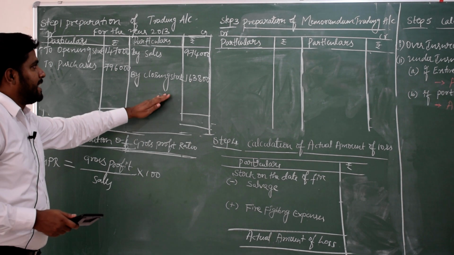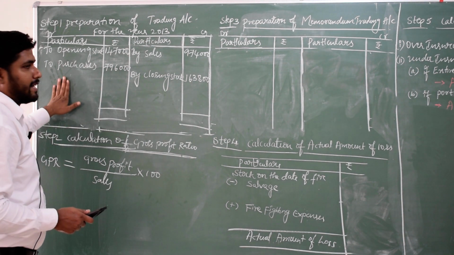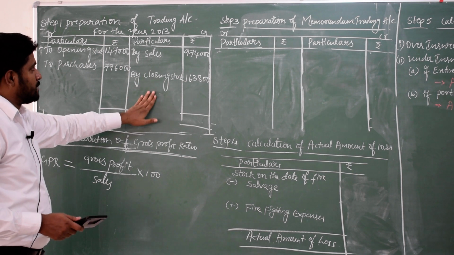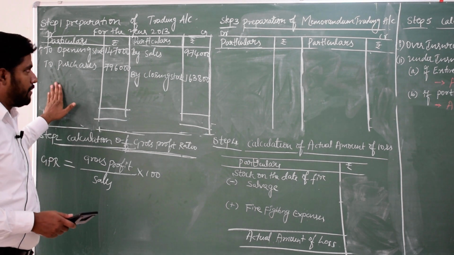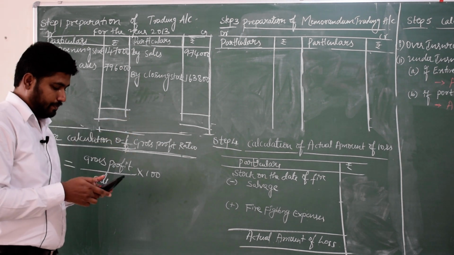Usually credit side is more than debit side in order to calculate gross profit. Sometimes debit side is more than credit side. If credit side is more than debit side, that will result into profit. If debit side is more than credit side, that will result into loss.